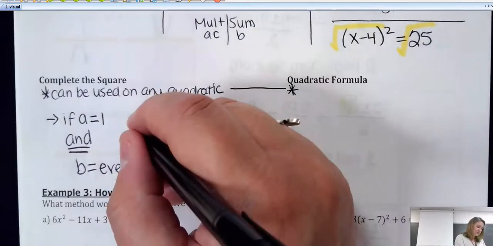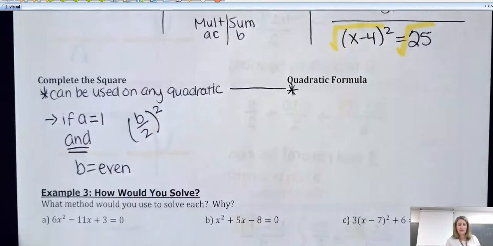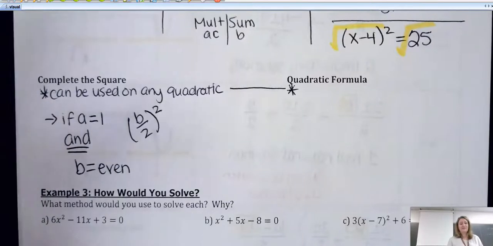If you do complete the square, the key to remembering is to complete the square to get that constant term. It's the b value divided by 2, squared. But when I would have a choice, I would say complete the square if your a is 1 and the b is even. That's the easiest time to use that.